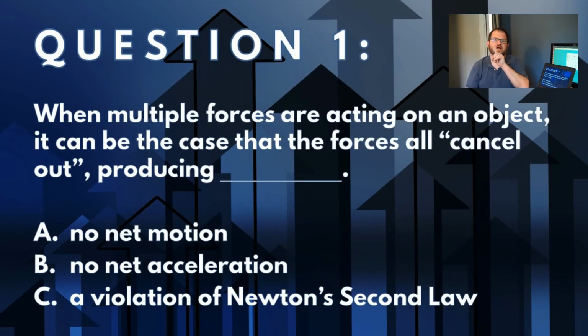But before we get there, I want to ask two quick questions. Question one, when multiple forces are acting on some object, it could be the case that all of the forces cancel out, add up to zero, producing A, no net motion, B, no net acceleration, or C, a violation of Newton's second law. Take a look at those three options and make a choice and get some feedback before you move on to question two.